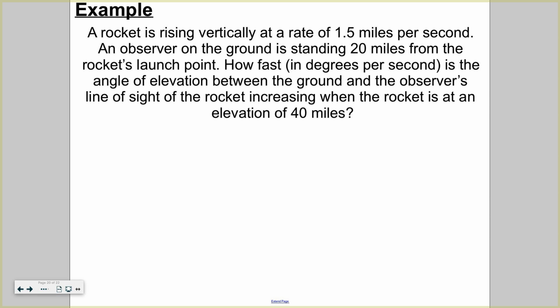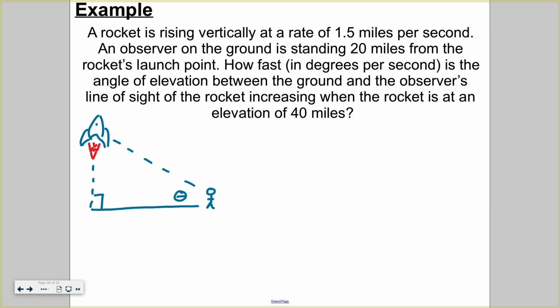Alright, so here we go. Let's show our rocket, and it's taking off, so it's definitely going to have some flames coming out of it. And then we have the ground, and then we have our little observer, and he is watching it go up. This is going to be a right angle here, and we can label the angle of elevation. This is going to be our theta.